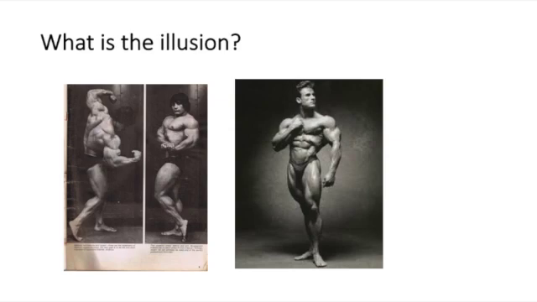Never compromise your symmetry and proportions for size. That's kind of the reason why Arnold lost to Frank Zane. Frank Zane had better symmetry, better lines, more aesthetics, and Arnold lost because of that. And the thing is, if you just try to gain size, you could ruin your shape and your proportions. All right, so that was the simplified version of what the illusion is.